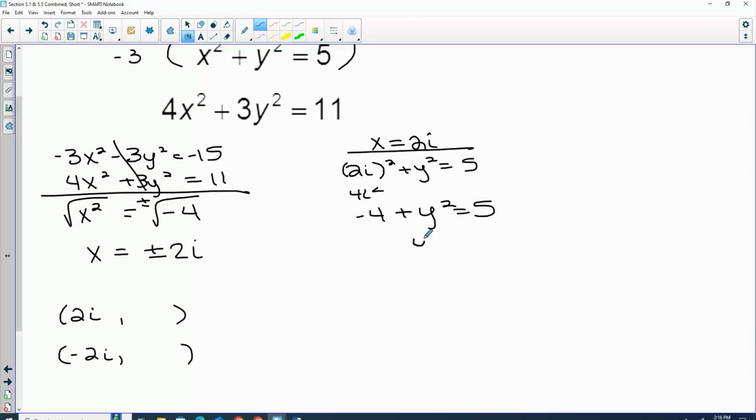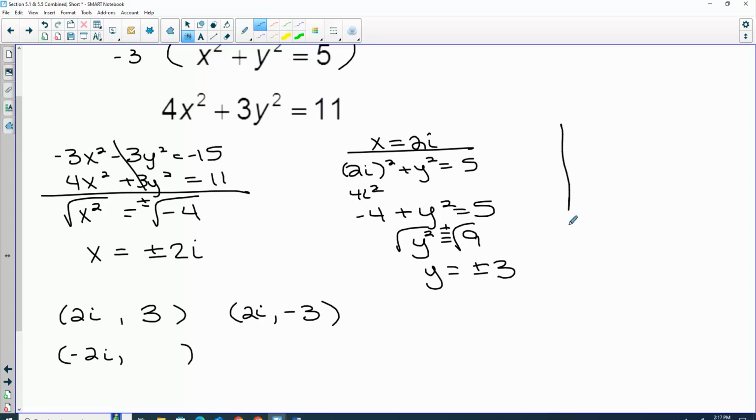Okay, so if I add over my 4, y squared equals 9. Square root plus and minus, so y equals plus or minus 3. So what does that mean? X could be 2i and y could be positive 3, or x could be 2i and y could be negative 3.